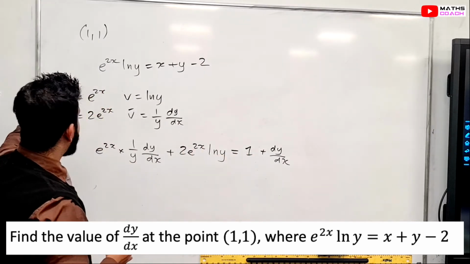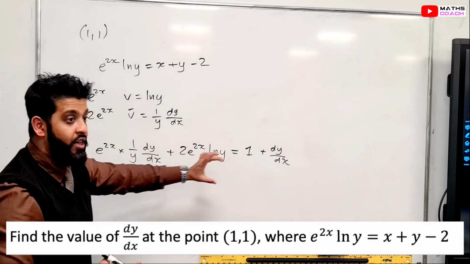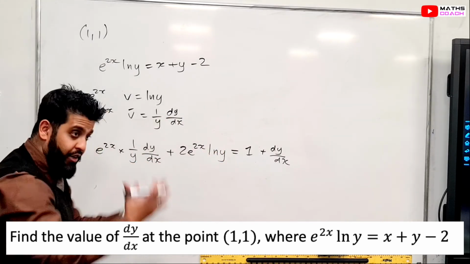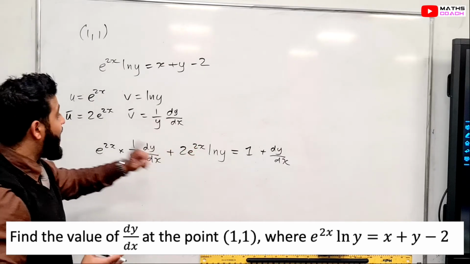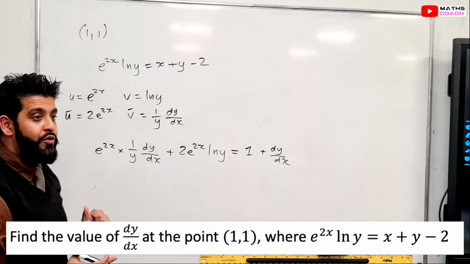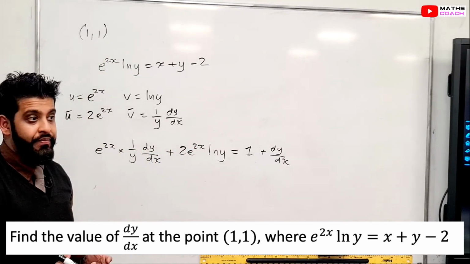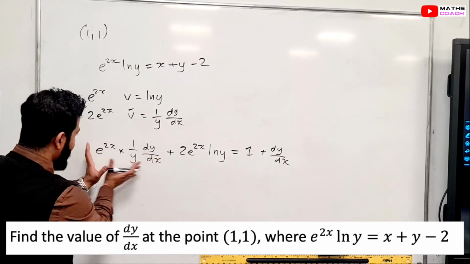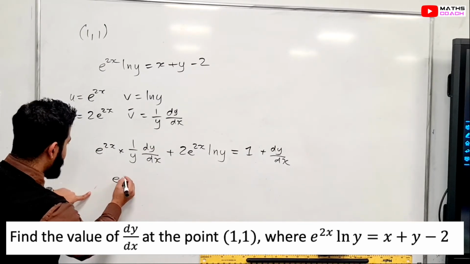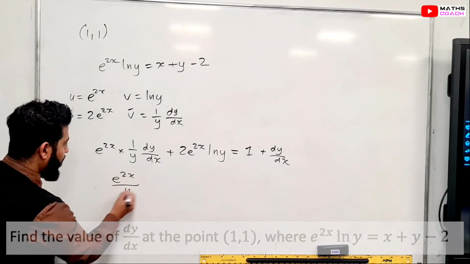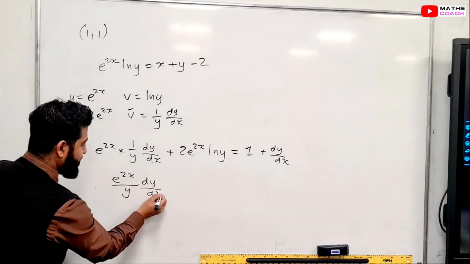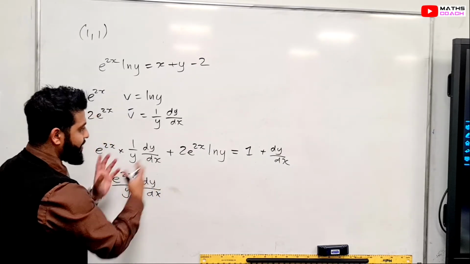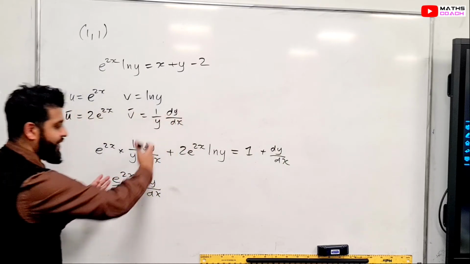Now, we need to express it in dy over dx. So we need to get the dy over dx onto one side, factorize it out as we did previously, and this time we would substitute some values in to find the actual gradient. You good? Right, let's go. So let's simplify a little bit here. So here, what we can do is e to the 2x over y, dy over dx. Just makes our life a lot easier.